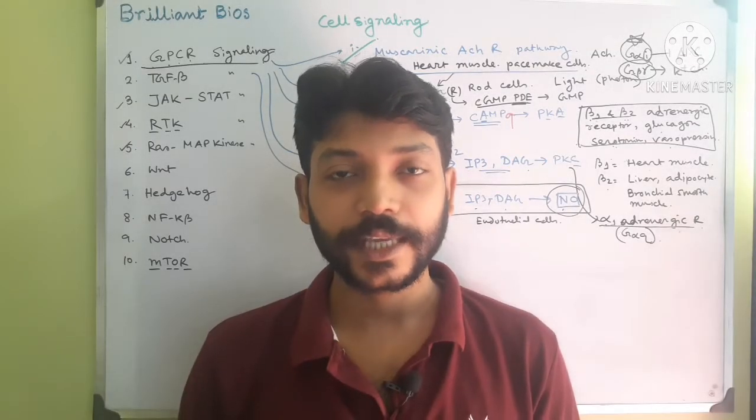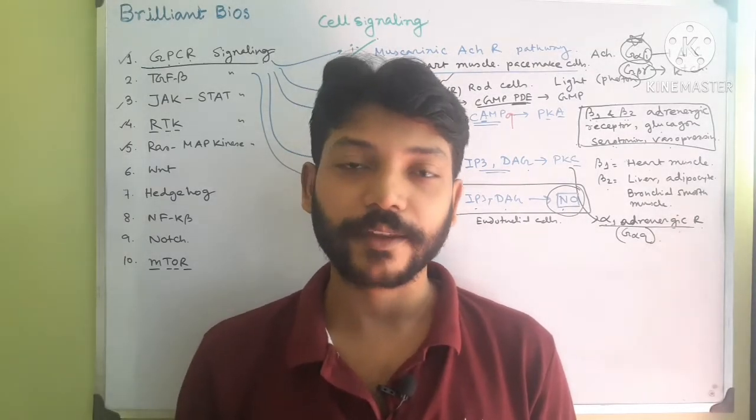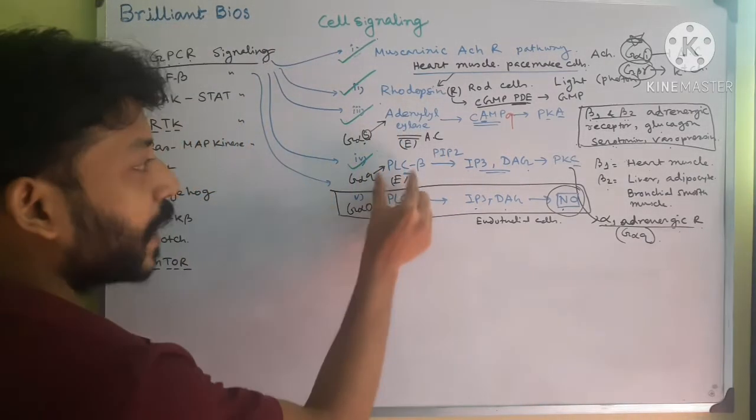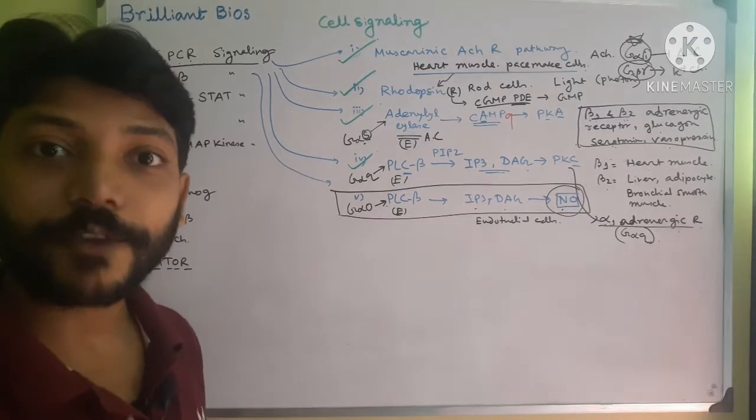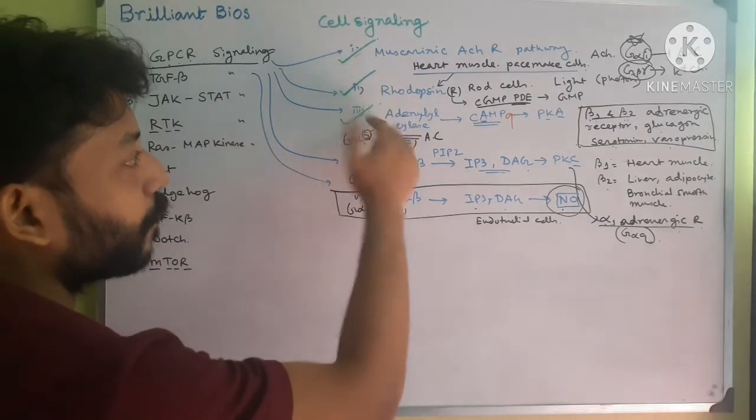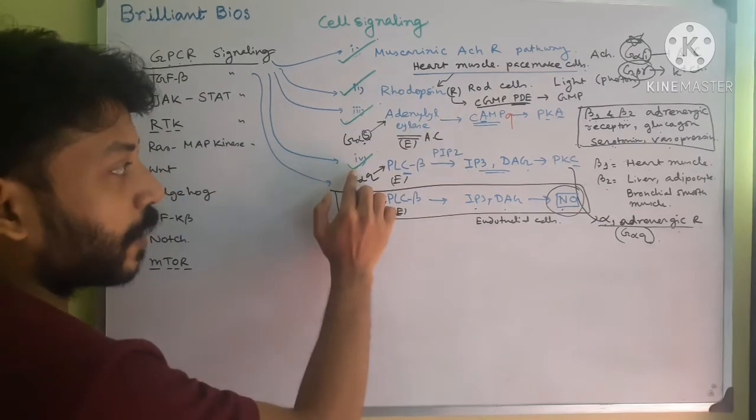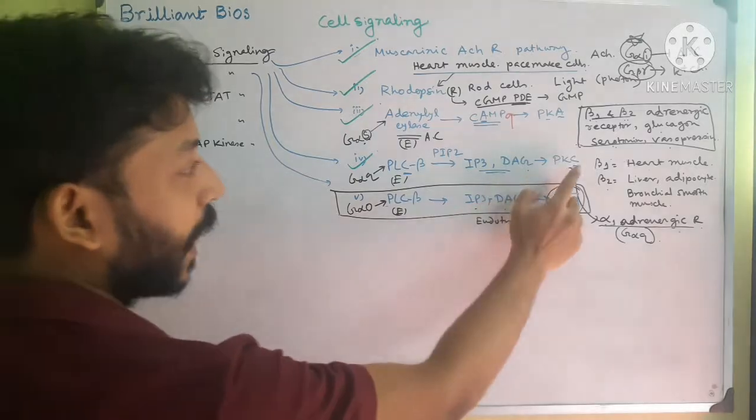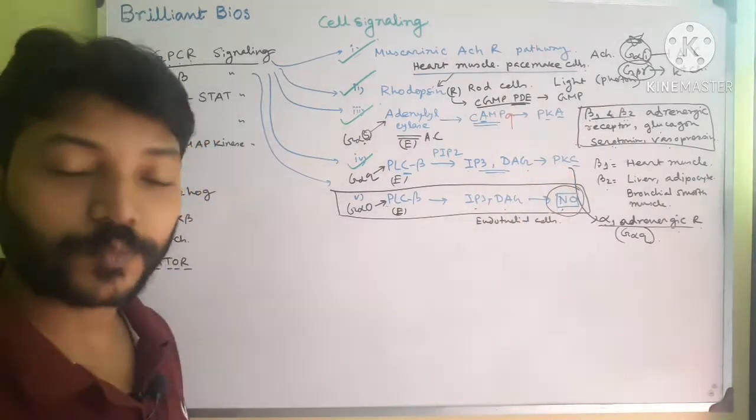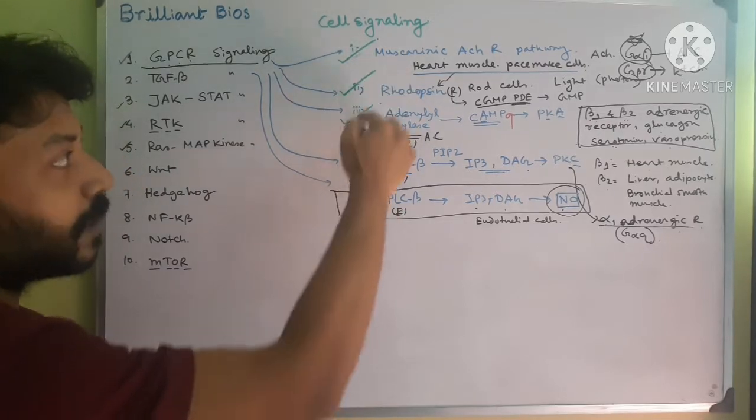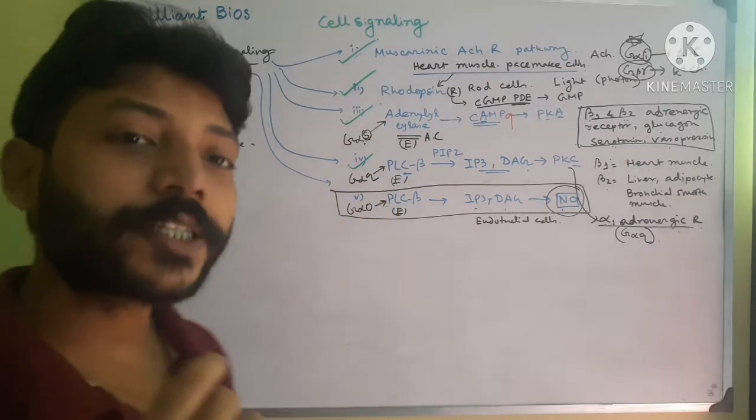Welcome dear students. In this video we are going to learn about another G protein coupled receptor signaling pathway, that is PLC beta activation. This is the effector protein. In my previous 3 classes I have discussed these 3 pathways. In this class we are going to learn about the PLC beta pathway, by which it activates another protein kinase called PKC. But in my 3 classes I have mentioned that the initiator protein is different.